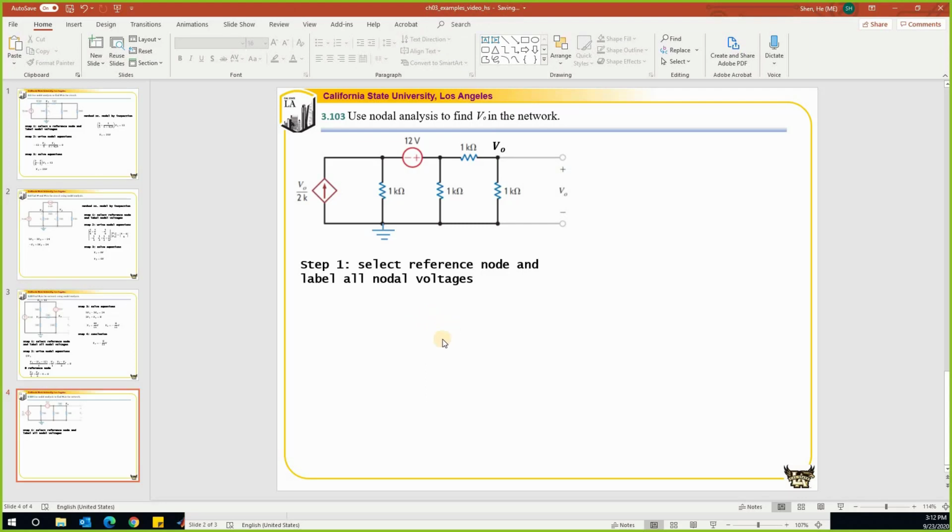Professor, I have a question. Go ahead. Why did you choose the node where you chose it instead of in the middle? Or like why not the middle? I understood why not the right last one, but why not the middle?